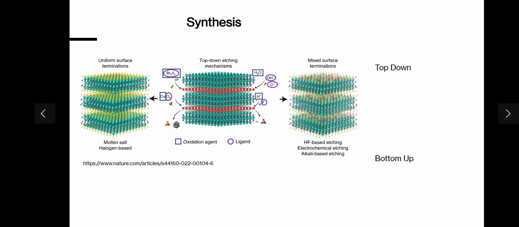MXenes can be synthesized from two different approaches. The one that's most common, usually used the most, is from the top down. A top down synthesis would be to start with a compound that's already made and chemically alter it in order to turn it into something lesser. In this case, a top down, we're starting with something greater, which would be the MAX phase. Again, including that A atom, that in this case would be a group 3A or 4A.